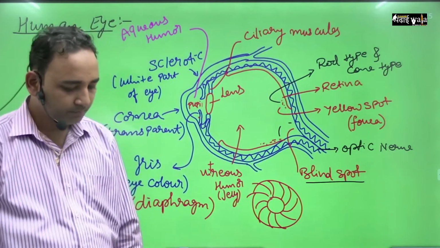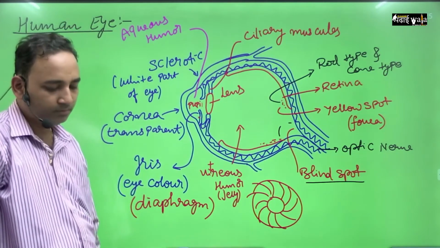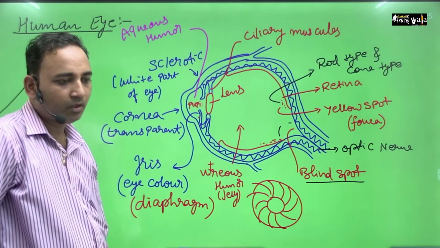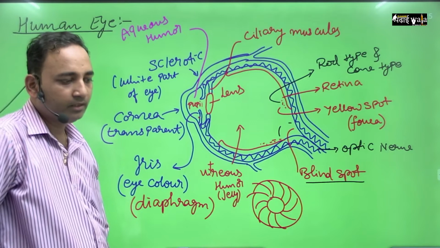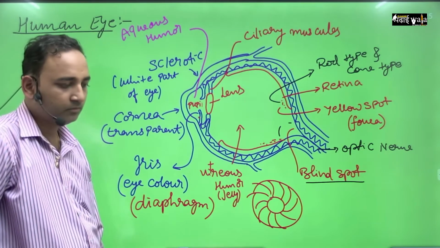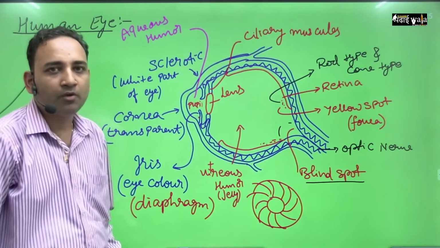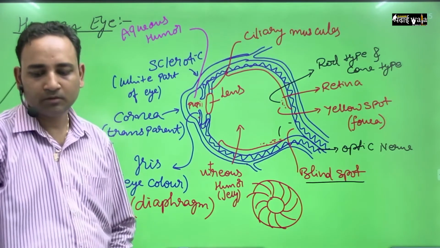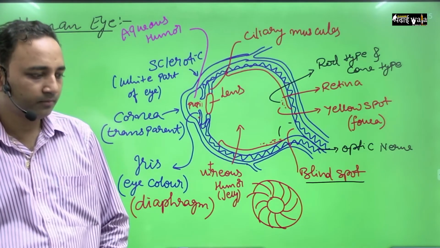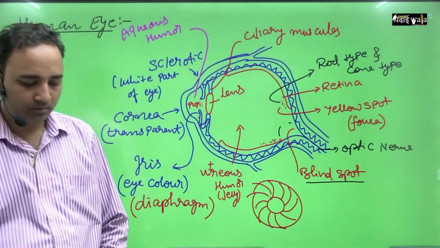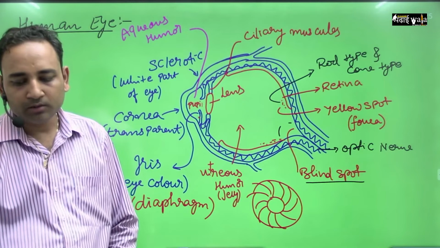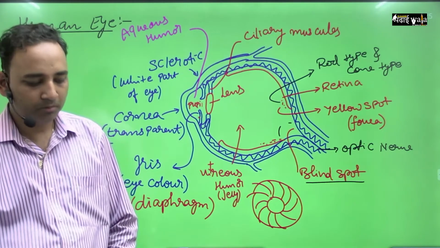Blind spot. It is the point at which the optic nerve leaves the eye. And the image formed at this point is not sent to the brain.